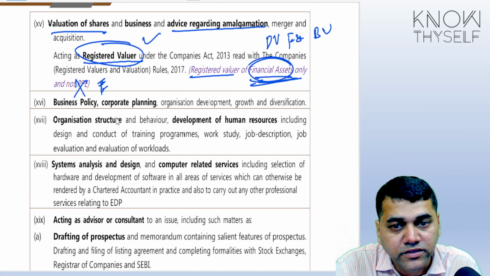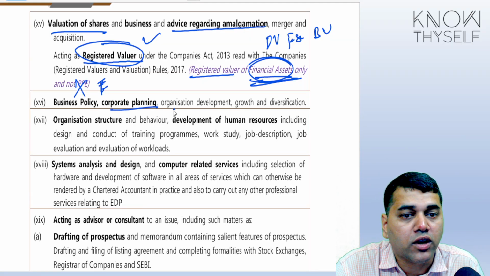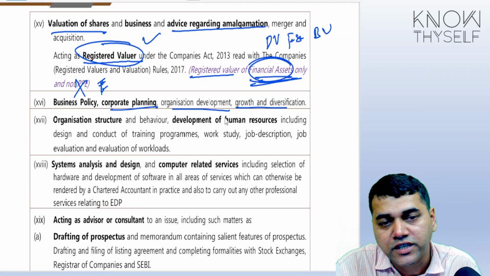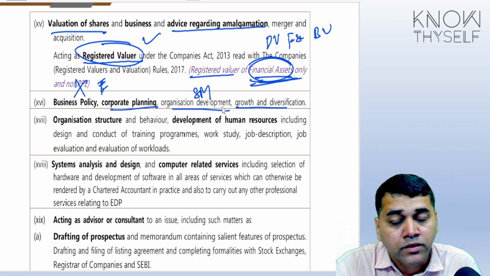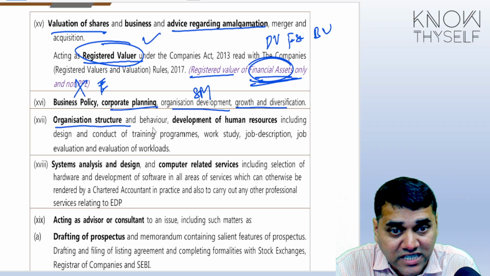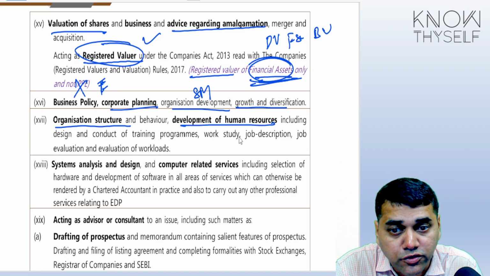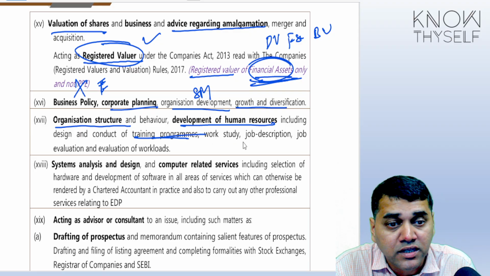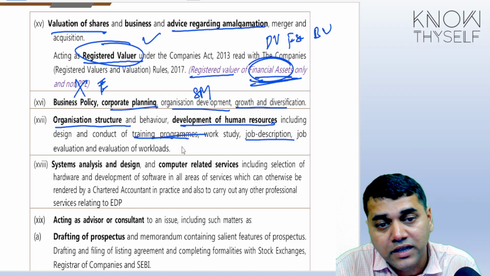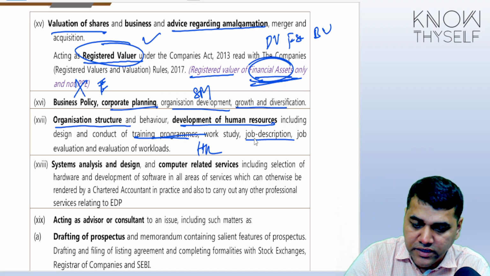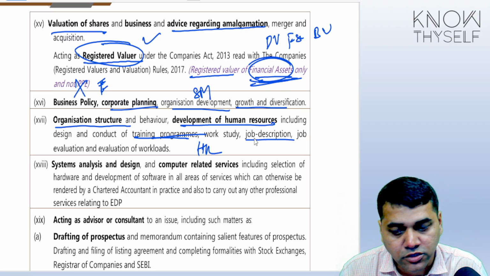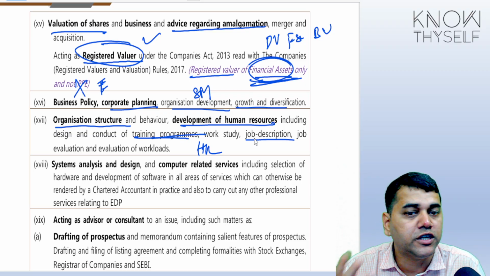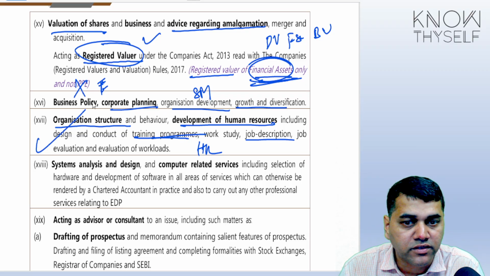Now, business policies, corporate planning, organization development, growth, diversifications, like strategic management related advices you can give. You can help to develop the organization structures, developing the human resources, design and training programs, job descriptions, like all HR related things. You can define the structure, who should report to whom, should you have hourglass structure, should you have multiple reporting, what should be the job description, you can work on these fields.